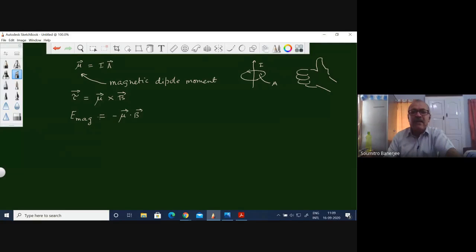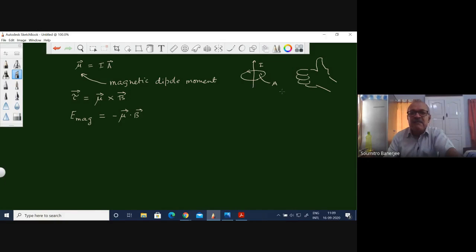Good. But if you have such a thing placed in a magnetic field, it tries to orient itself in the direction of the magnetic field, that's fine, but it does not feel any net force that tries to displace the tiny magnet. So the net force will, in this case, be zero.